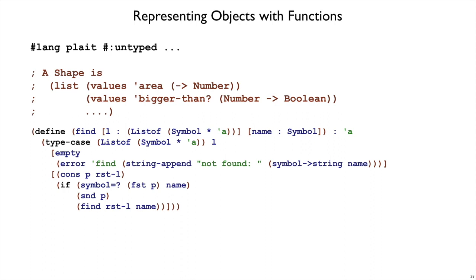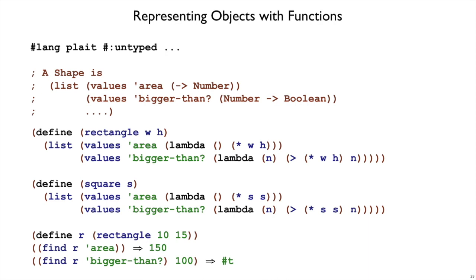So if I go with this approach, it's going to be handy to have a find function that takes a list of tuples representing an object and a name of some method in that object and goes and finds the function for it. So we'll have that find function. And then I can make a rectangle constructor that returns a shape, that is a list with 2 tuples, area and bigger than. The area function, of course, multiplies width times height, and the bigger than takes some number and checks whether width times height is bigger than that number.